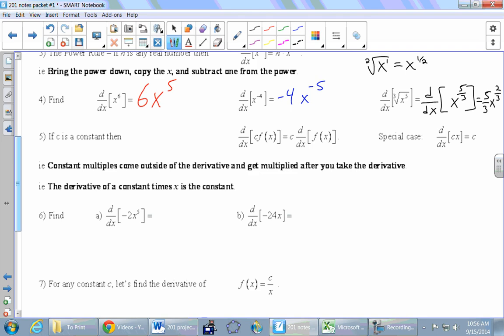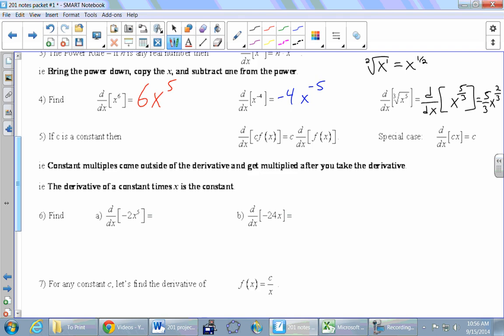So here, this first thing in bold, constant multiples come outside the derivative and get multiplied after you take the derivative. And then a special case over here on the right says the derivative of c times x is just c, because, well, we'll just leave it there. It's just c. Okay, so let's see if we can do 6 both parts here.